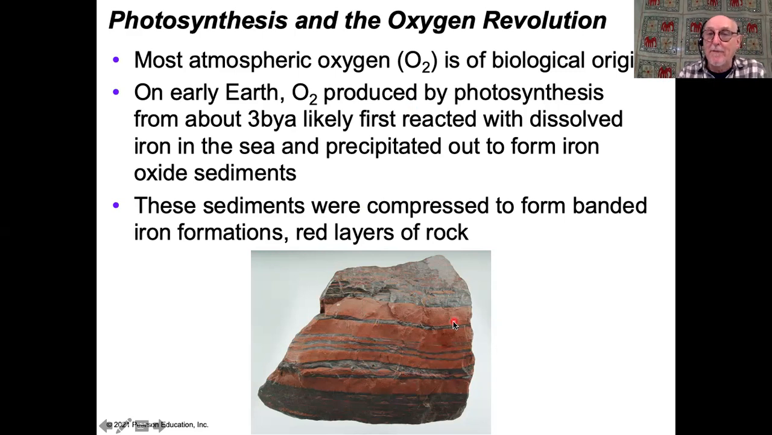But it rained out to form these kinds of sediments. This is called banded iron oxide, and you can see the red bands here. This is essentially rust, primordial rust, which has fallen out as the iron bound to the oxygen released by the cyanobacteria. But there's a limit to this.